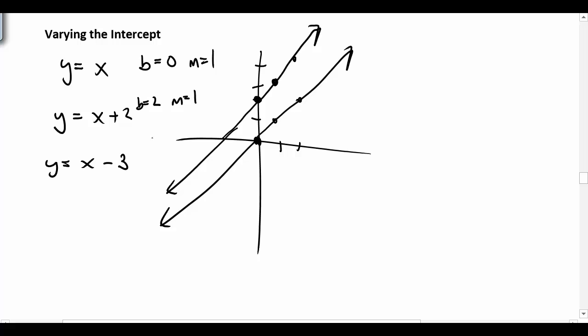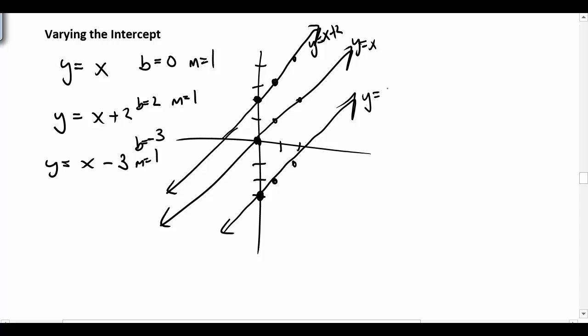y equals x minus 3 has a y-intercept of negative 3 and again a slope of 1. So it's going to cross the y-axis at negative 3, and then with the slope of 1, it's still going to go up 1 over 1, up 1 over 1. As I compare these three lines, you can see that the y-intercept, that last number, physically moves the line up or down, but it maintains the same direction.